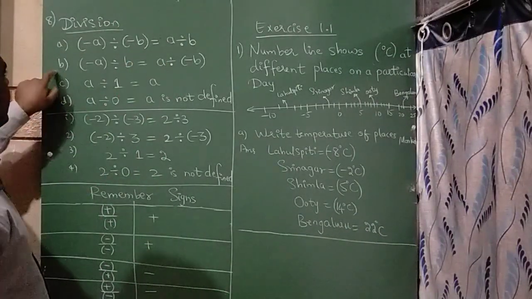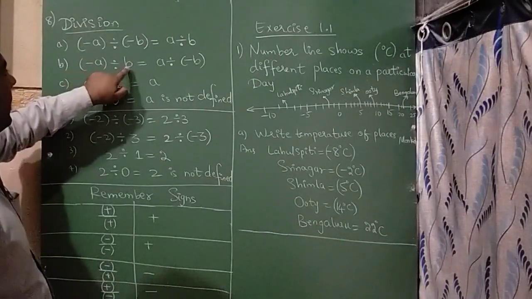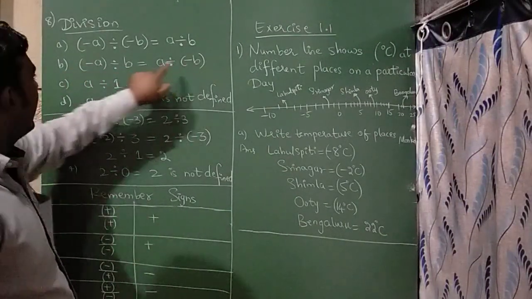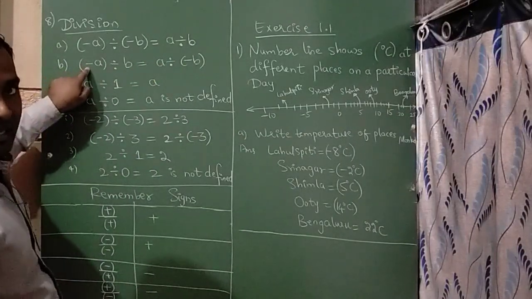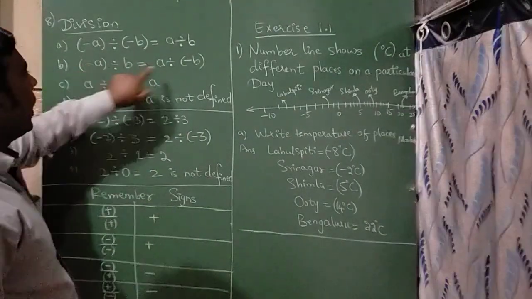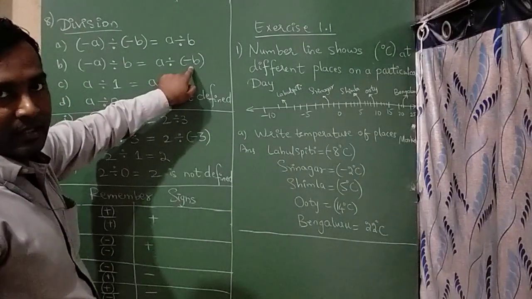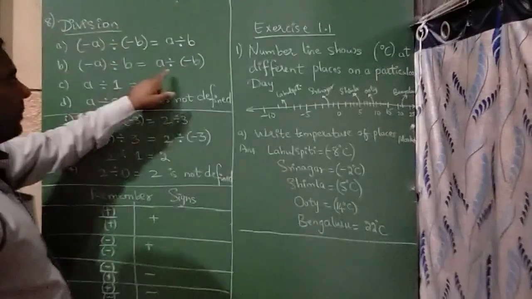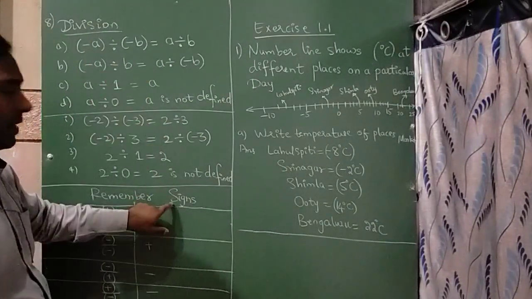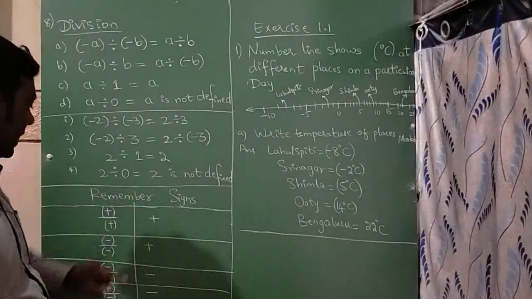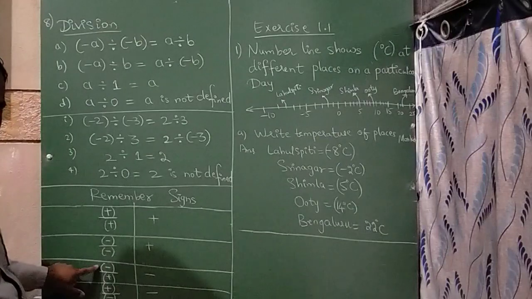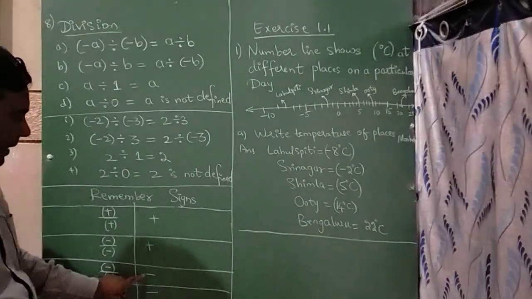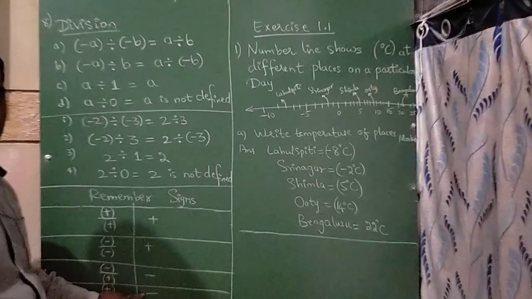Now the second one: minus a divided by b is equal to a divided by minus b. Whether the numerator carries a negative sign or the denominator carries a negative sign, both answers are the same, meaning the answer has a negative sign. So whether the numerator carries a negative or the denominator carries a negative, you get the answer in negative form.